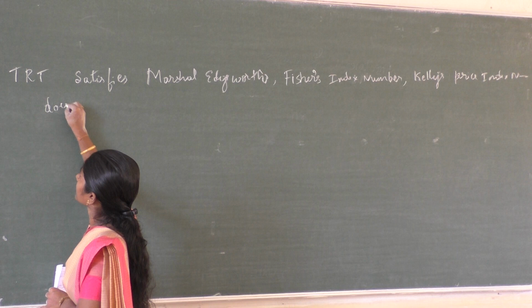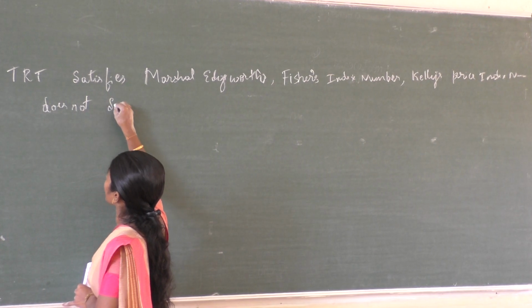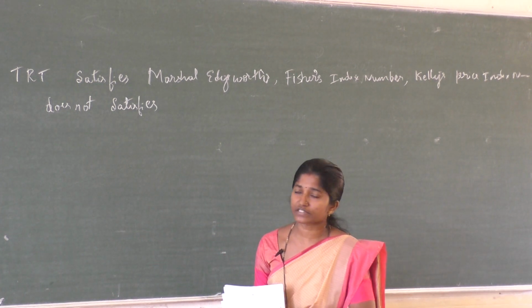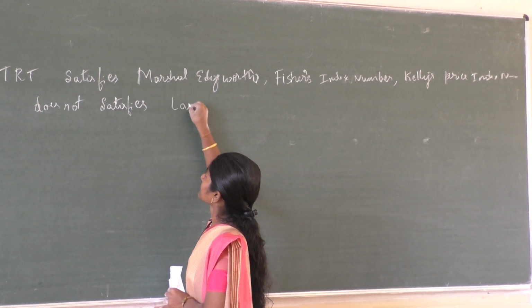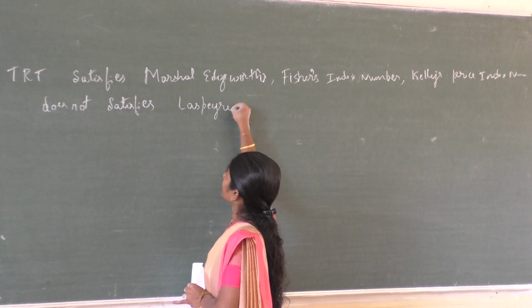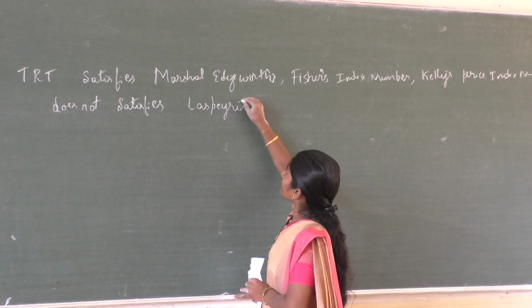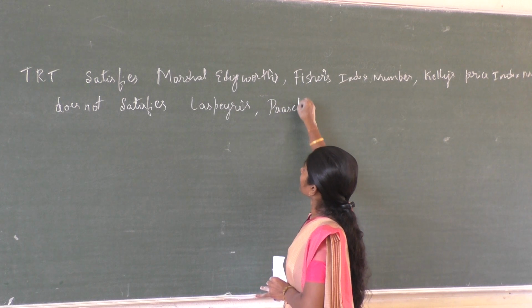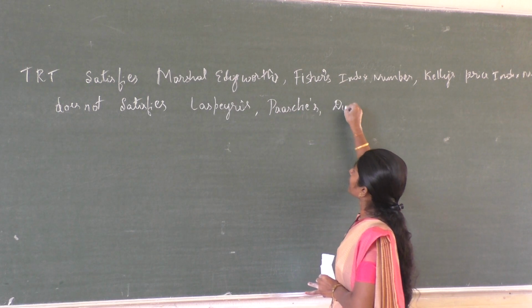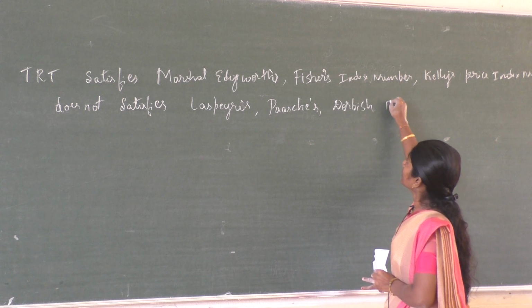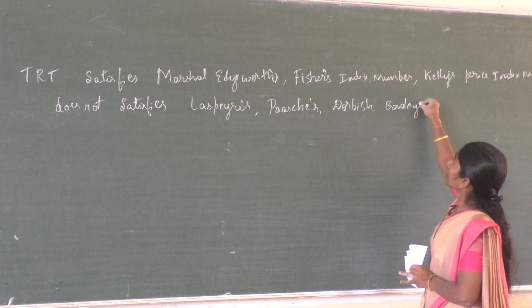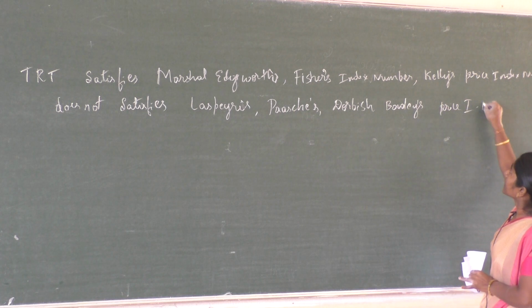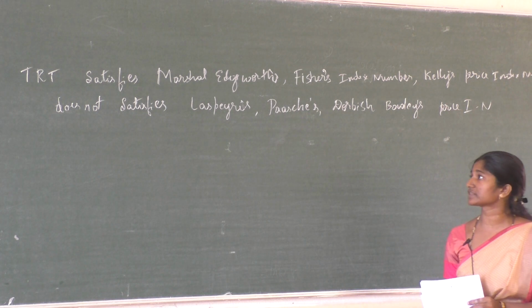Which does not satisfy that TRT? That is Laspeyres', Paasche's, and Dorbish-Bowley. These price index numbers do not satisfy the TRT.